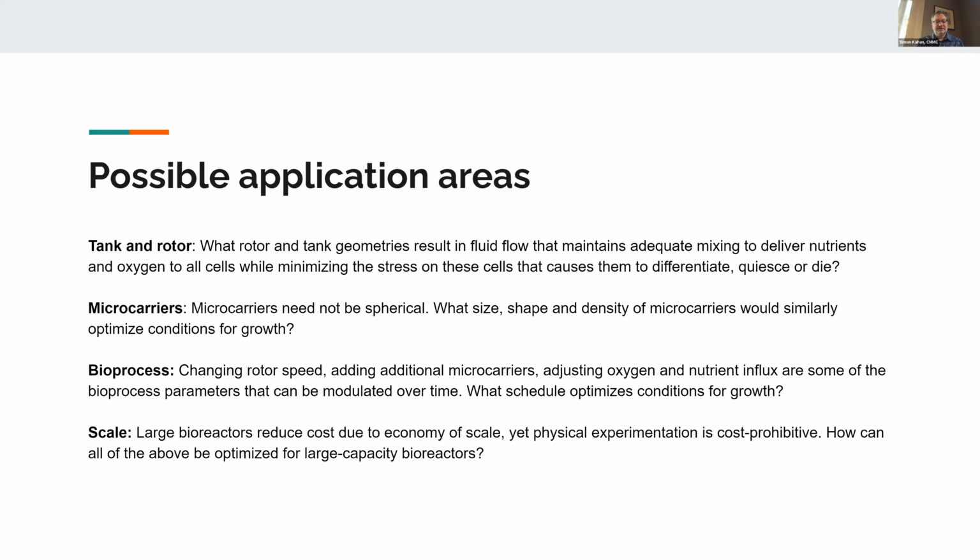There's a whole process you go through. Some people try changing rotor speed, some add additional microcarriers, and so on. So looking for an optimal schedule. That can also be modeled and simulated. And of course, the scale-up issue of how large can you make a given bioreactor design, and those bioprocesses, how do they need to change as you scale up without having to run so many laboratory experiments. Next slide.